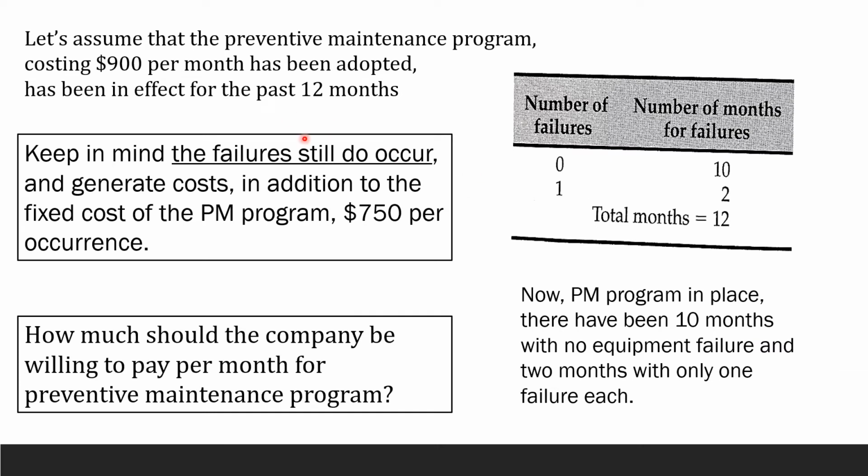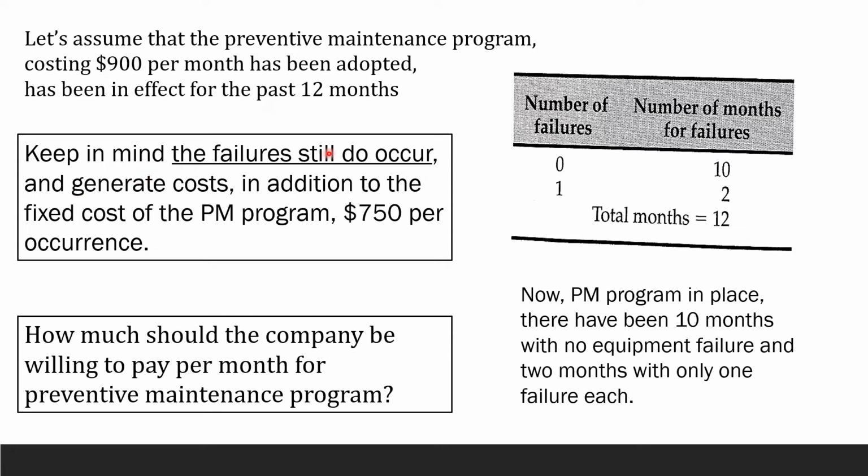So let's assume, for the first example, a preventive maintenance program. In that program, we're spending $900 per month, and we've been doing that for 12 months. You need to understand that failure can still happen. It doesn't say that it is going to happen. It only says there's a chance of failure happening, and that comes from prediction again.